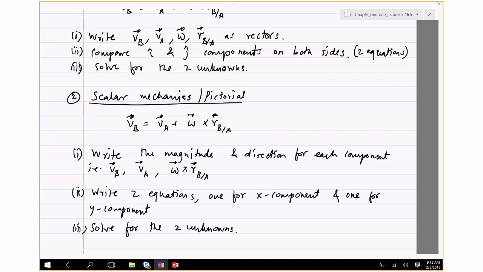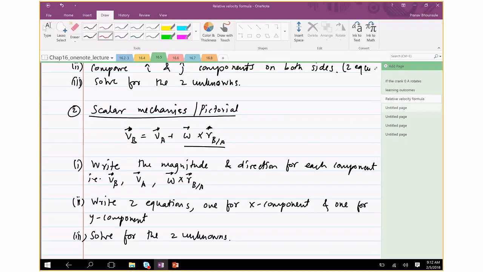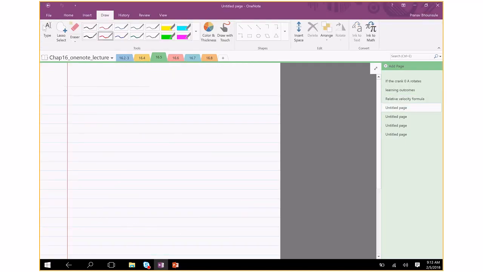Okay, I think the first two parts are clear, but that part, omega cross RB with respect to A, is sometimes confusing. Let me tell you how to compute that easily. You can actually write I and J and compute it, but here is an easy way of solving for that part using the pictorial way.